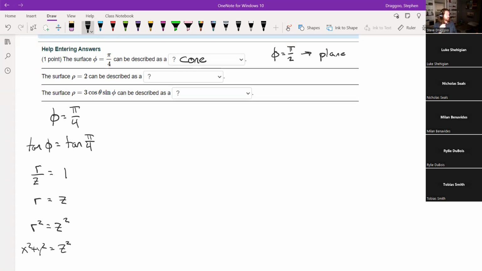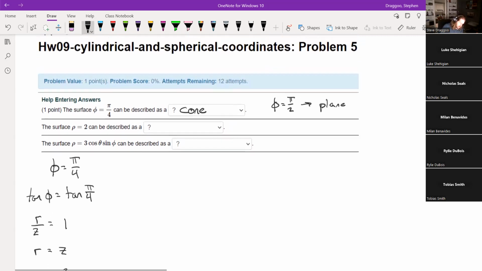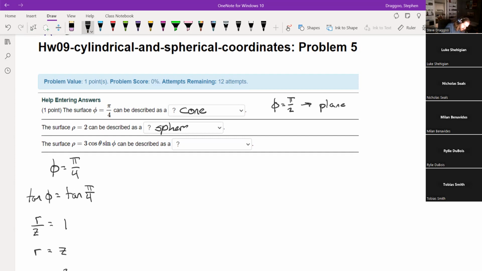All right, then next up, the surface rho, because we use rho instead of r in spherical coordinates, equals 2. Well, this is the namesake for the spherical coordinate system. It's a sphere. It's the easiest shape to represent in spherical coordinates. Just rho equals 2. It's a sphere with a radius of 2. But the way to get there, rho equals 2, square both sides. Means rho squared equals 4, and then that's x squared plus y squared plus z squared equals 4. That's a sphere.